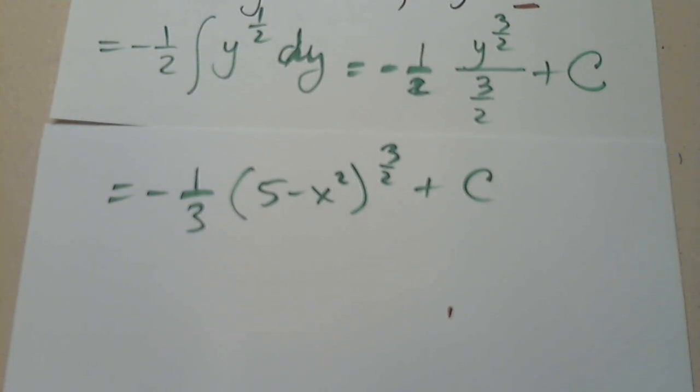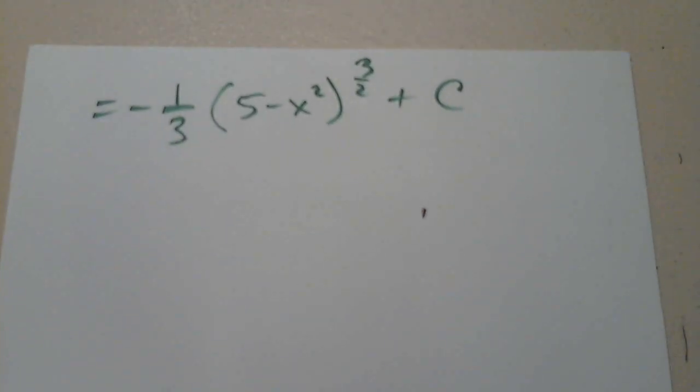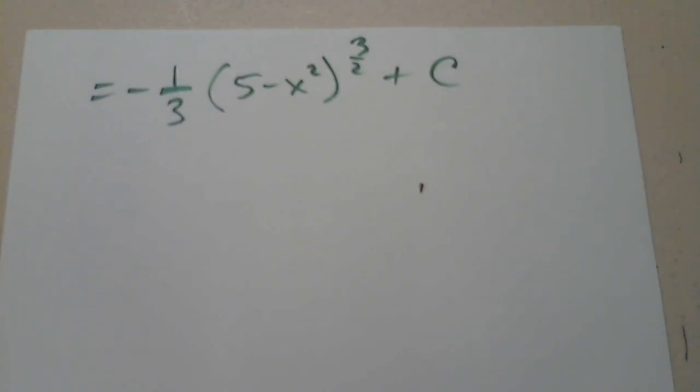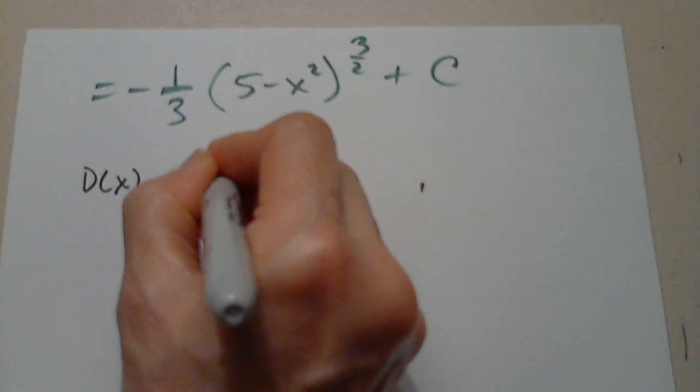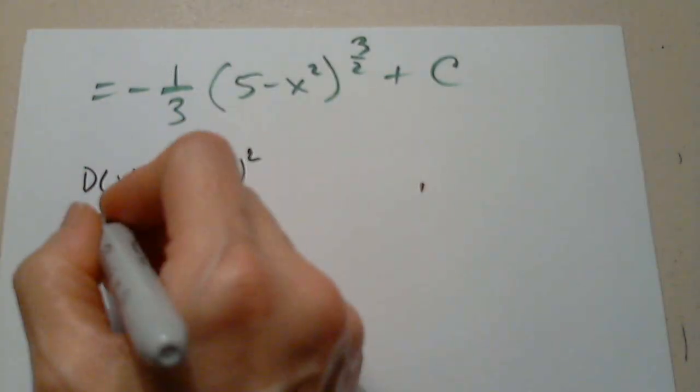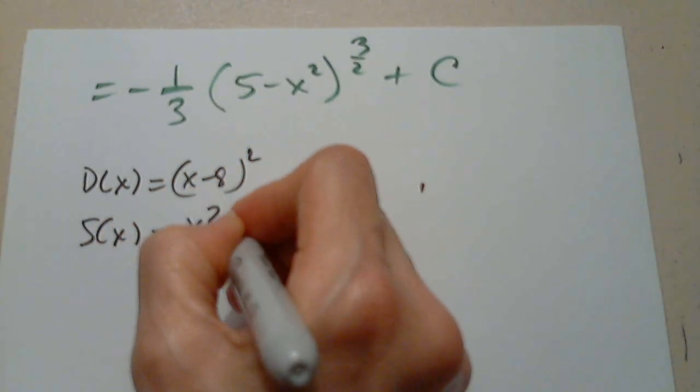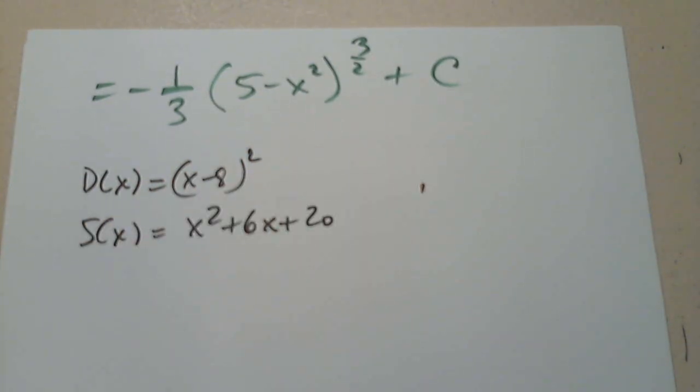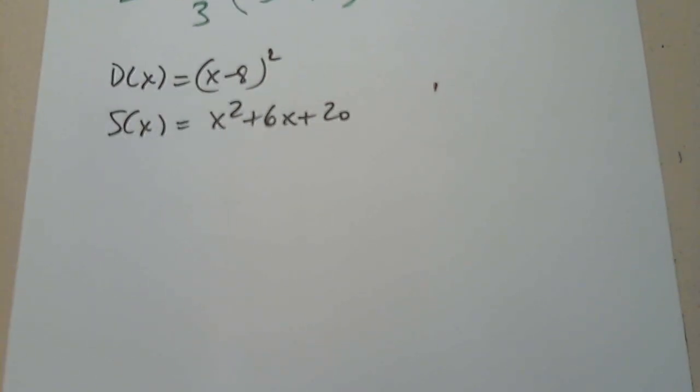So let's see if we need help with this one. We did this problem last time. Do we need to look at it? Yeah. Okay, very good. So let's take a look. So we have the demand x minus 8 squared, and the supply x squared plus 6x plus 20. So we have to set them equal to each other.